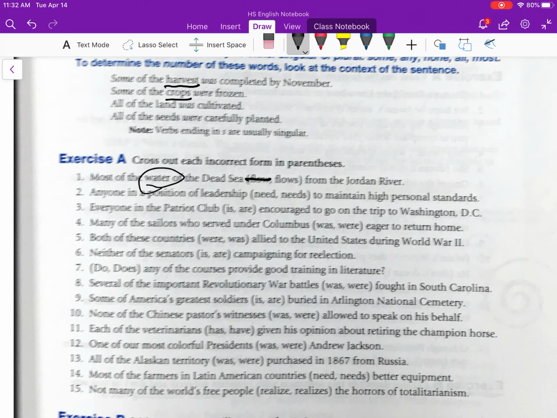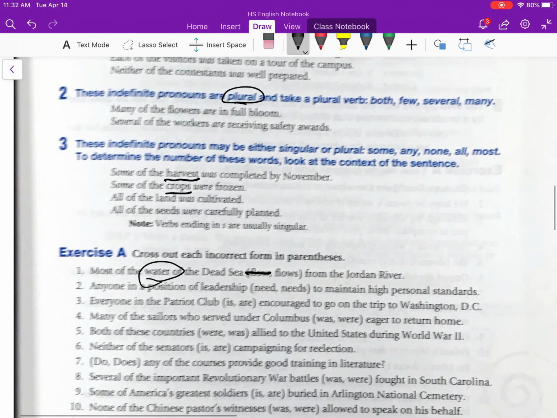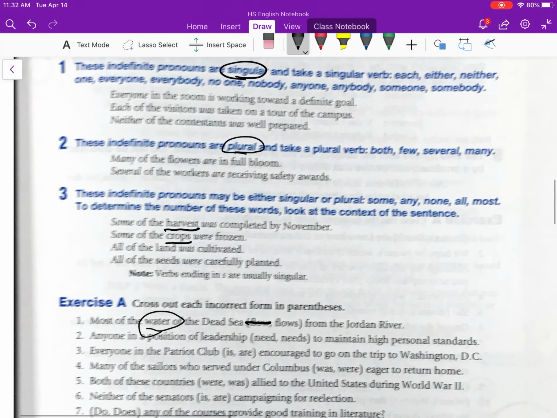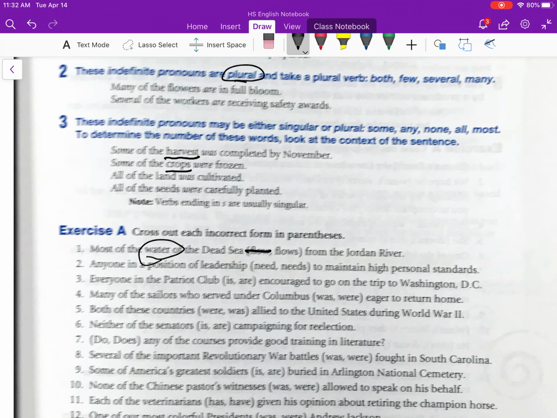Okay, number 2. Anyone in a position of leadership need or needs to maintain high personal standards. Okay, so we're dealing with the word anyone. So which of the categories does it belong to? The first category. Anyone, anybody, someone, somebody. So anyone, so it's going to be singular. So remember that verbs that end in S are the ones that are singular. So it's going to be anyone needs. Cross out the word need.